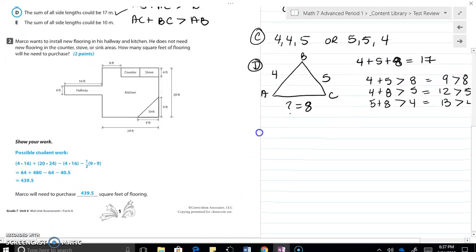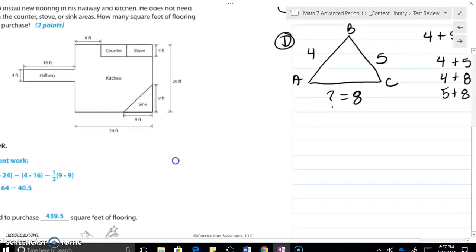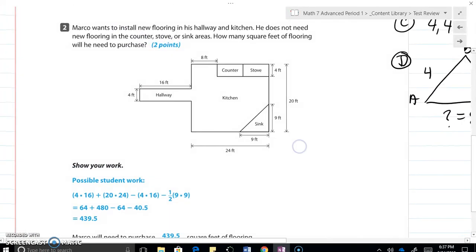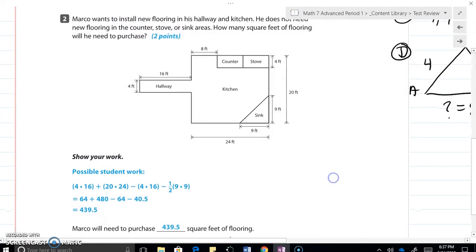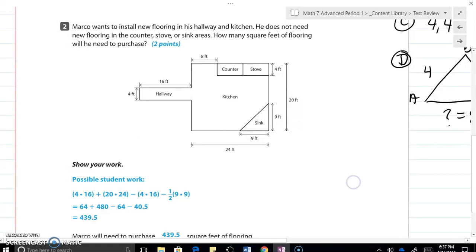Okay, number 2. Marco wants to install new flooring in his hallway and kitchen. He does not need new flooring in the counter, stove, or sink areas. How many square feet of flooring will he need to purchase? Okay, so we know that he's not going to use the sink. He's not going to put it over the counter and the stove.